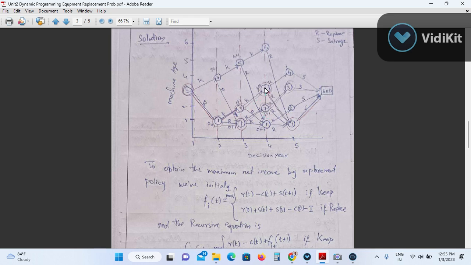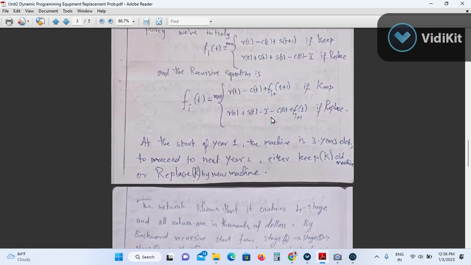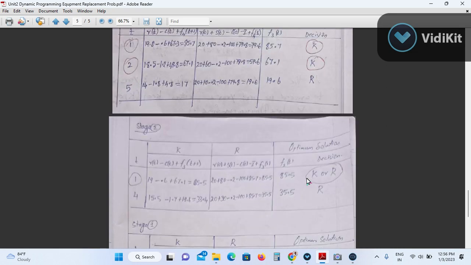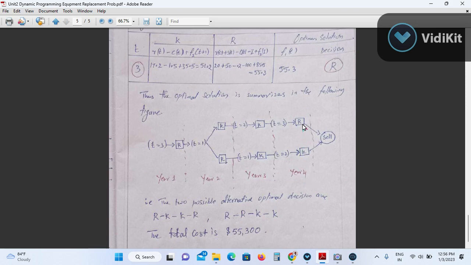Again, as usual, apply the formula, either keep or replace. Just apply that based on the previous year net income, F4 of t, F2 of t plus 1 and F2 of 1. You substitute all these values. Again, you observe here 51.2 and 55.3. Among these two, 55.3 is the maximum. That's why you are going to replace that machine. That is the optimal decision, right?